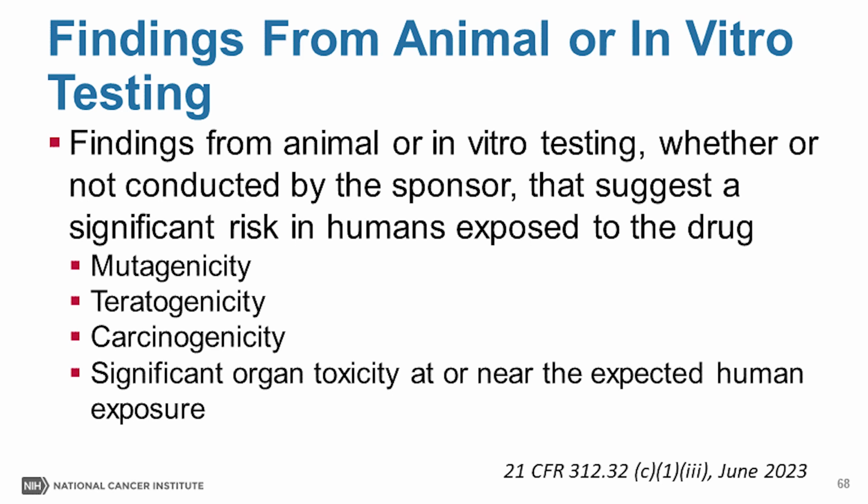I also mentioned that the sponsor must report any findings from animal or in vitro testing, whether or not conducted by the sponsor themselves or others, that suggest significant risk in human exposure to the drug, such as teratogenic or carcinogenic effects. We have to remember that especially in phase 1 and sometimes even early phase 2 studies, animal studies and in vitro testing may still be ongoing to help assess for these types of toxicities in animals that could then impact humans.